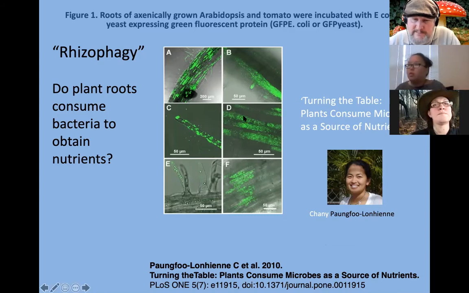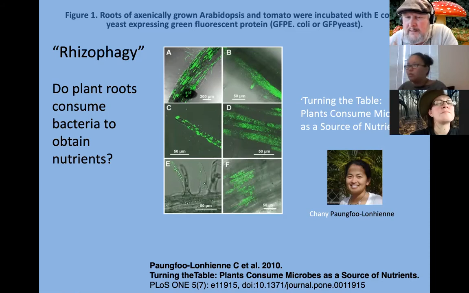And if you look, for example, over here at D on this, you can see these cells with the yellow dots in there. That's bacteria inside the root cells there. And if you look at E, you can see a root hair there. And those little yellow or green fluorescent things are the yeasts going into the root hairs, or in the root hairs.